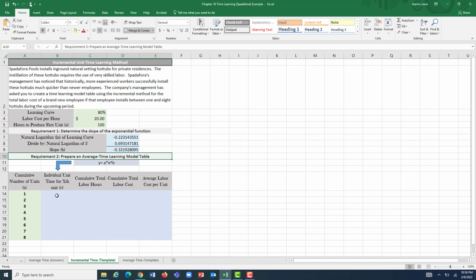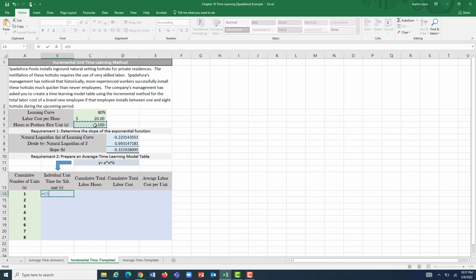We have the individual unit time for the xth unit, and the formula for that is right here. It is A times x to the power of b. Well, A is the constant. It's where it crosses our y-axis. It is, in this case, how much time it took to produce the first unit. So that was 100 hours. We're going to multiply that by x, which is the number of units that this person has done, to the power of our slope, which is this crazy number we came up with over here. And when I do that, I come up with 100.